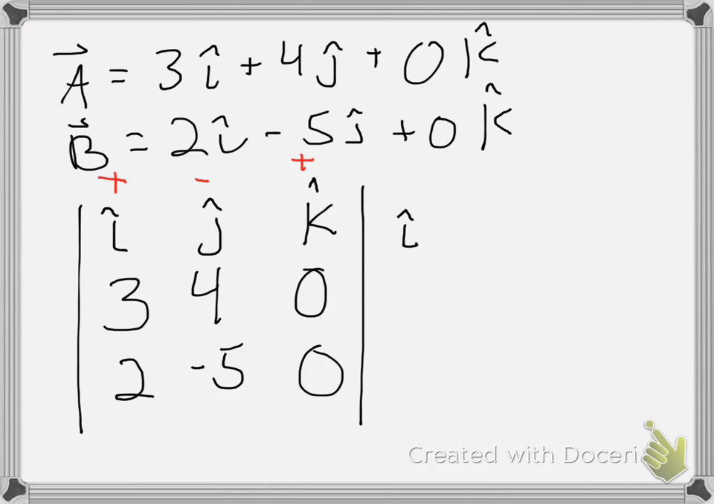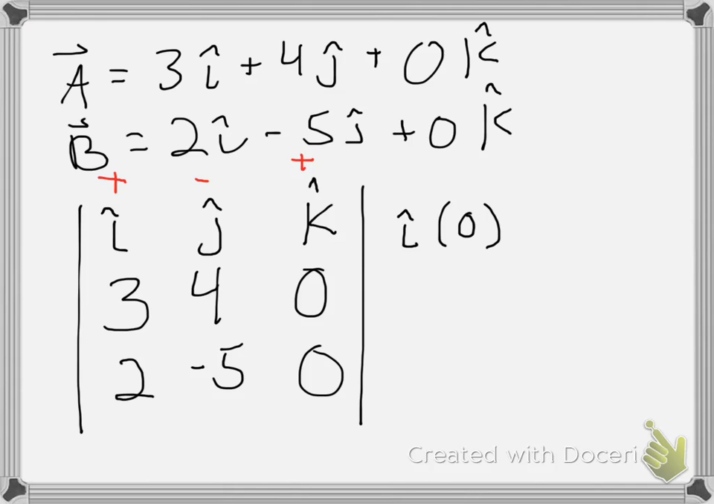So let me move to a different color just to refresh you on what I'm doing. For i, I'm going to multiply this diagonal, the product of that diagonal, minus the product of this diagonal. Let me do that again just to make sure you got it. I'm going to multiply i times the product of this diagonal minus the product of this diagonal. And hopefully you can see that 4 times 0 is 0, minus 5 times 0 is 0. So what we're going to come up with there is just a 0.